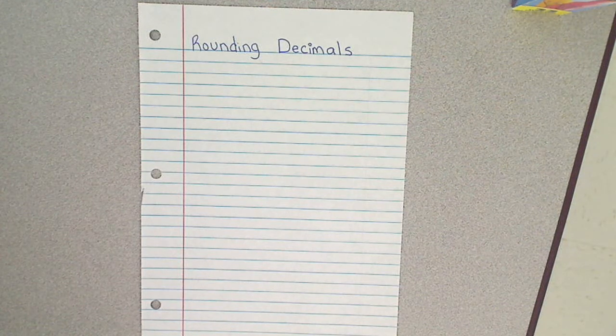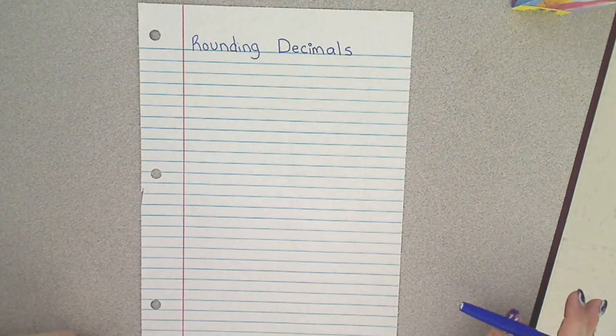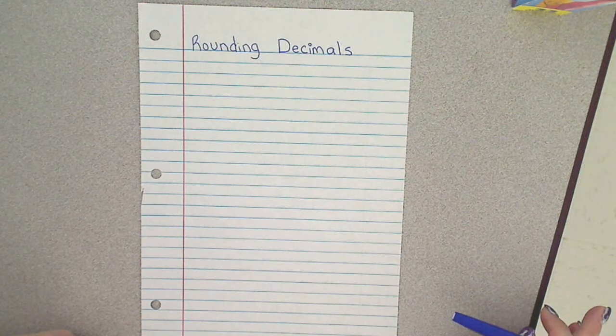Today we are going to be talking about rounding decimals. The one strategy we're going to focus on most is using number lines in order to do our rounding, but we'll also take a look at a different strategy as well.